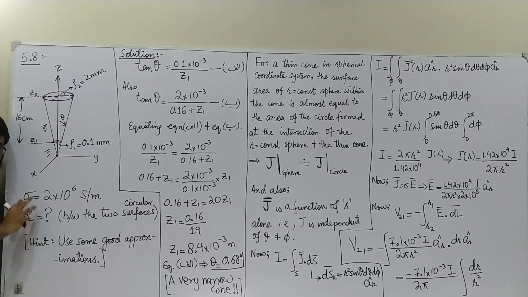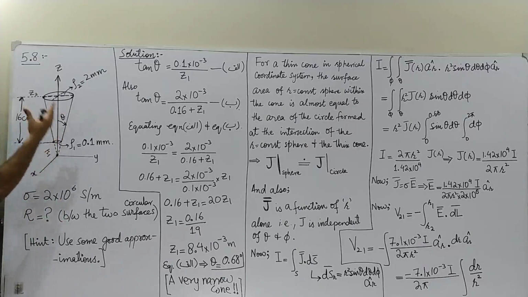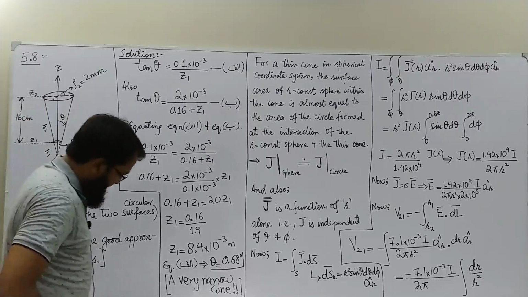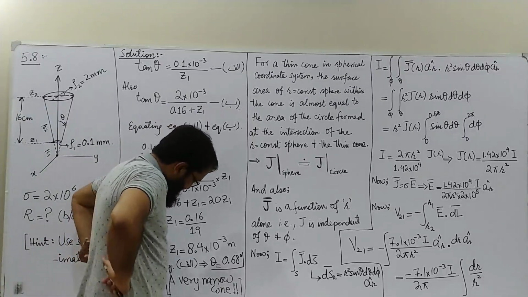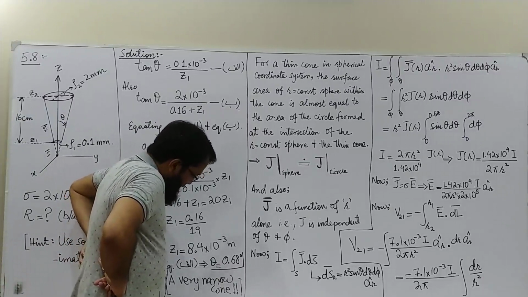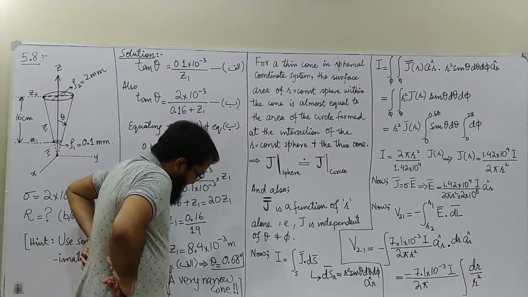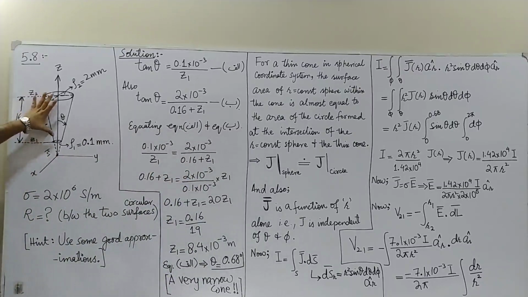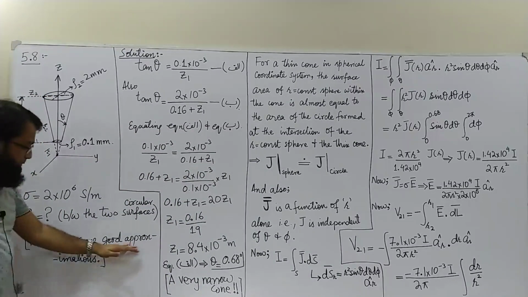Now this resistance is a macroscopic entity. This belongs to some device. So this is a kind of device which has been made here, and we want to find the resistance of this device. Now a hint has been given to us specifically, and it says to use some good approximations to determine the resistance between the two. We have to find resistance, and while doing so we have to use some good approximations.